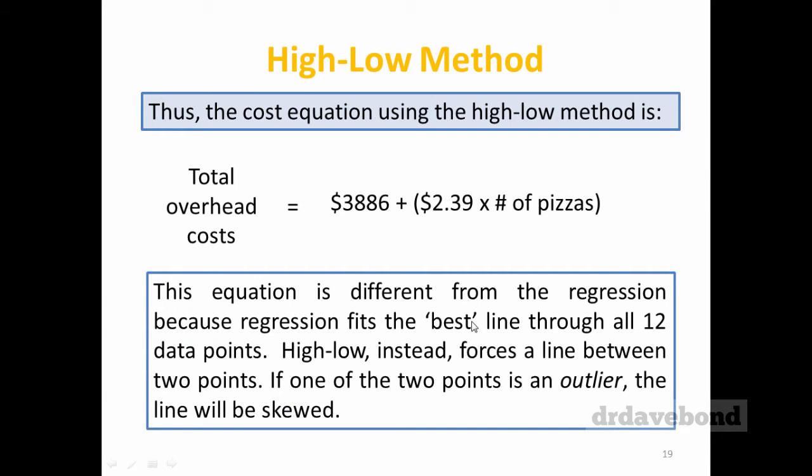The equation is different from the regression because the regression fits the best line. The high-low just picks it between two points. And we can actually see this.